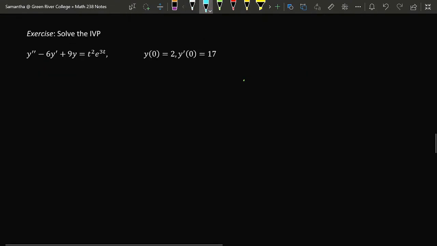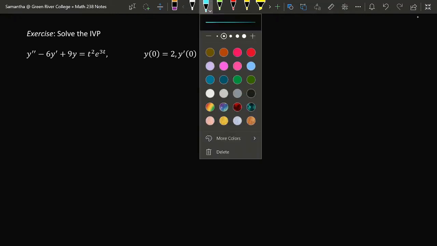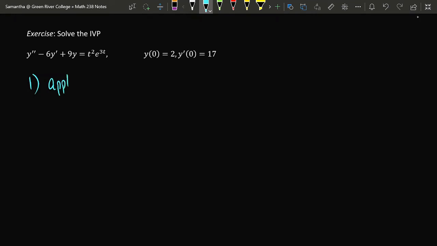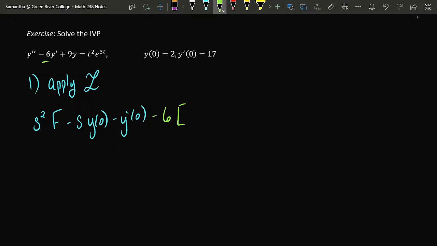So now that we've done a few abstract examples of transforms and inverse Laplace transforms that use the given theorem, let's go ahead and apply the theorem in the context of an actual initial value problem. For example, in this initial value problem, if I start by applying the Laplace transform to both sides, then y double prime will become s squared multiplied by capital F minus s times y of 0 minus y prime of 0. Then the negative 6 times y prime term will become negative 6 times the quantity s times F minus y of 0. And then the plus 9y will become plus 9 times the Laplace transform of y.